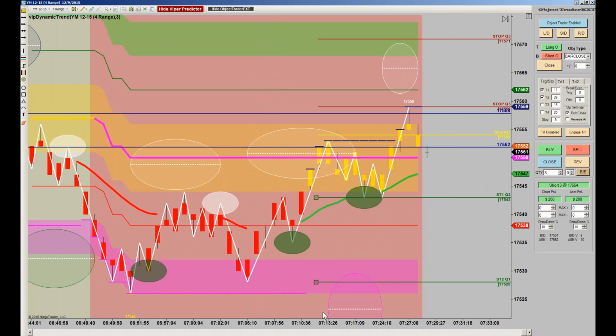Everybody see why that was taken, by the way? That was resistance right up there. That was a good trade to look for. We had the line drawn on the chart for what? For a reason.